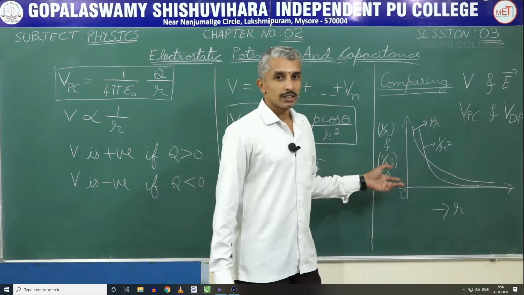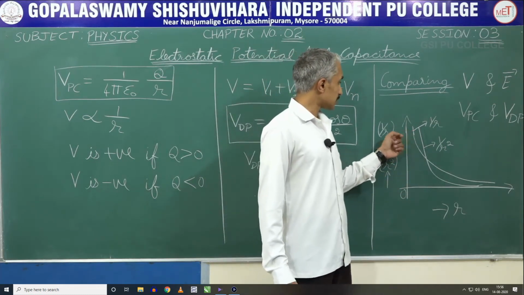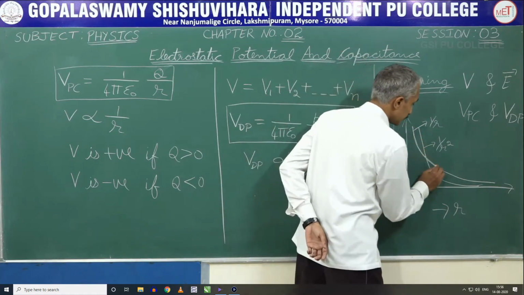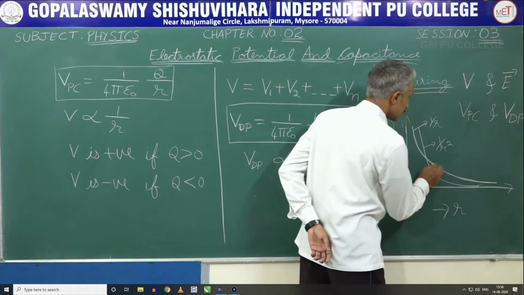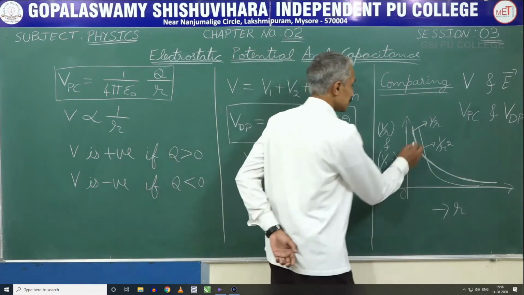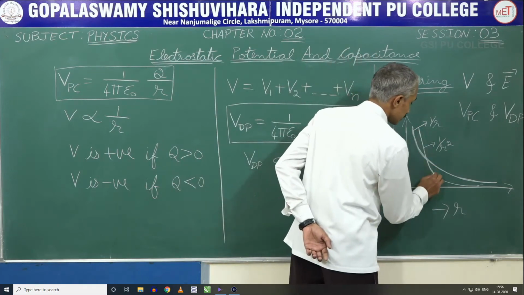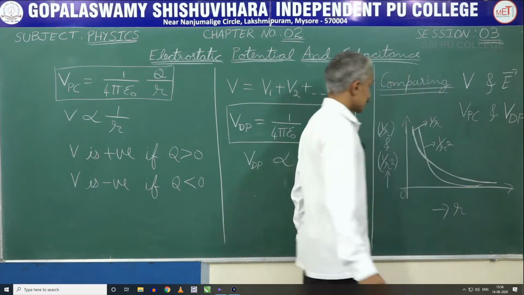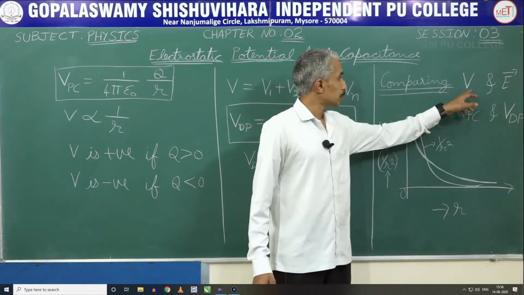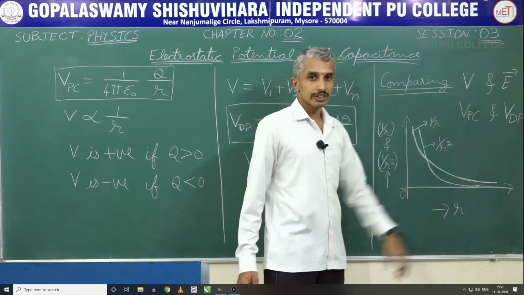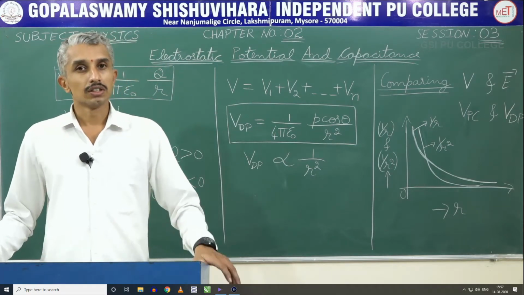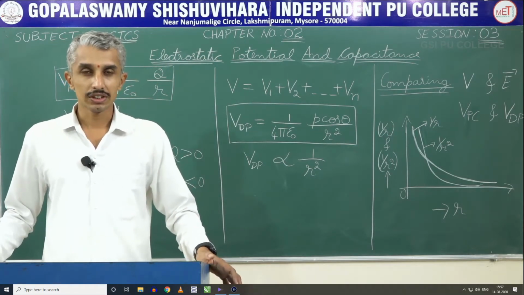So if you draw a graph of 1 by r and 1 by r square versus r, you will see the graph of 1 by r is less steep than the graph of 1 by r square. The same graph can also be used to compare potential and electric field. So these are the things that we had learned in the previous class. We will proceed to topics of session 3.